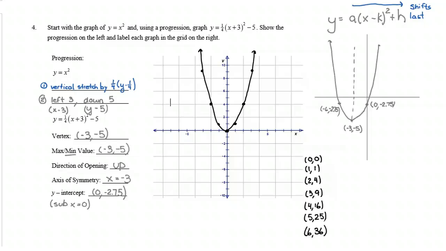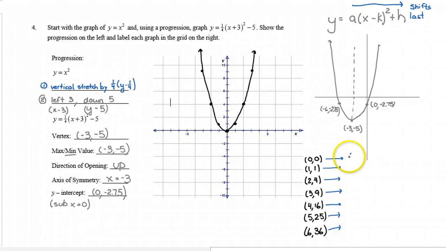So the first step is I'm going to apply my vertical stretch. I'm going to take each of these and multiply the y value by 1/4. So 0, 0 stays at 0, 0. 1, 1 becomes 1, 1/4. 2, 4 becomes 2, 1. 3, 9 becomes 3 and 9 over 4. 4, 16 becomes 4, 4. 5, 25 becomes 5, 25 over 4. And 6, 36 becomes 6, 9.